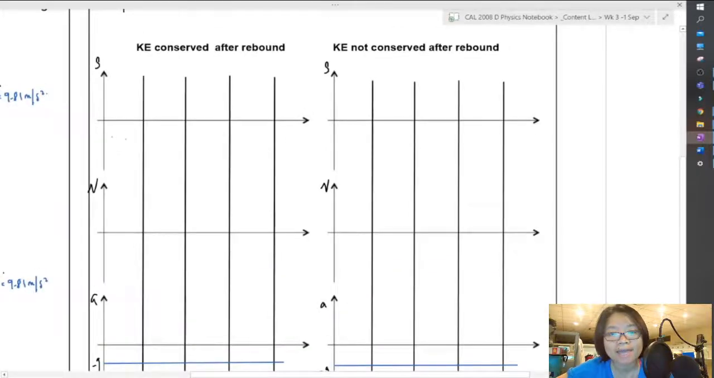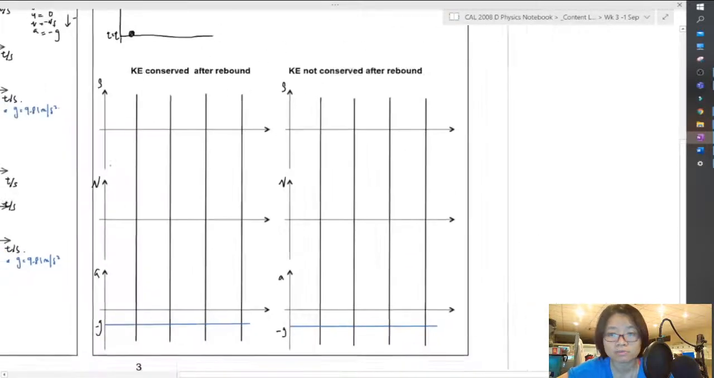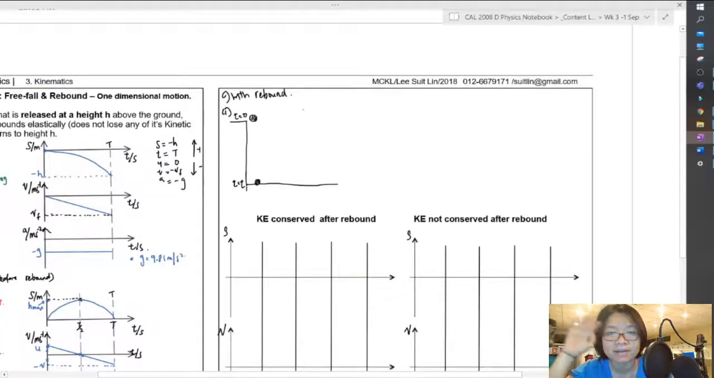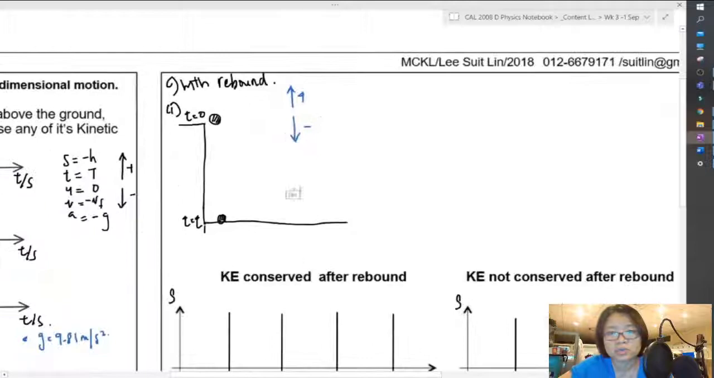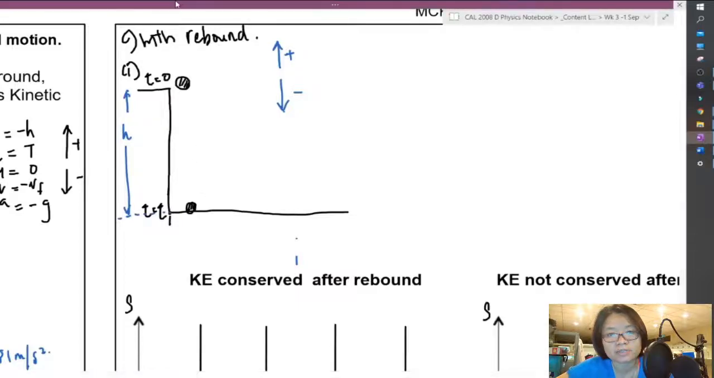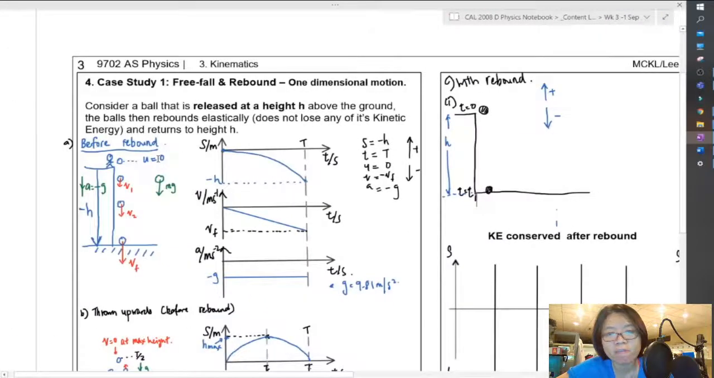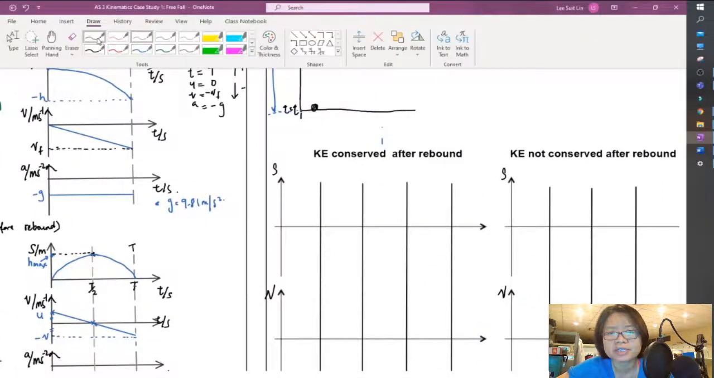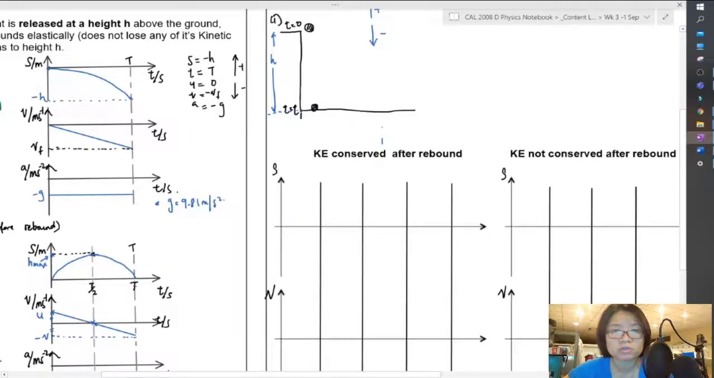Here, I'm still going to take the normal convention: up is positive, down is negative. So here, you can see I am trying to sketch out. Up is positive, down is negative. So how would this graph look like? Let's consider this first section when the ball is falling down, which is the same as the first case. So for this part, when the ball is falling down, I can just copy this graph.